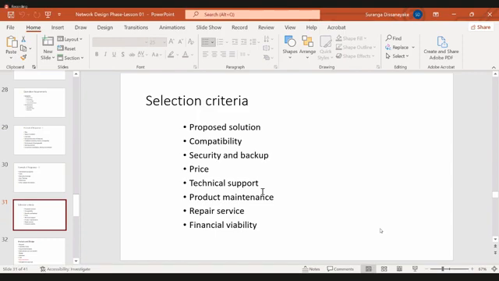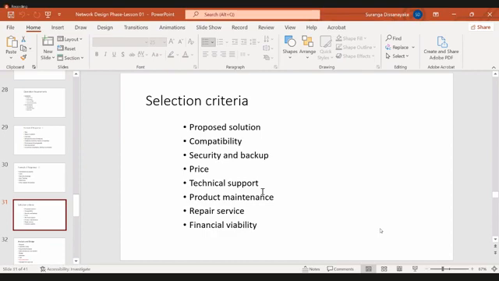The security and the backup. How could it impact the security, and will there be any impact on the backups? Backups, why are we taking the backups? For the safeguard. Okay, and price. However, the price should be the first point. Nowadays most of the customers consider the price above other things. Then the technical support and the product maintenance.